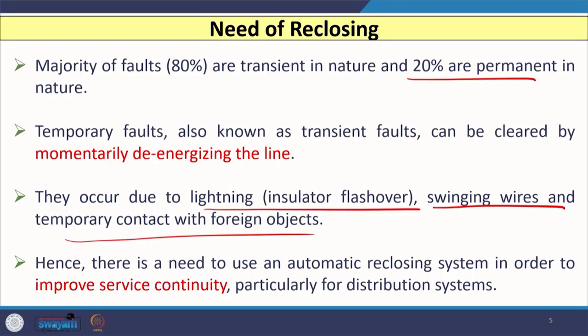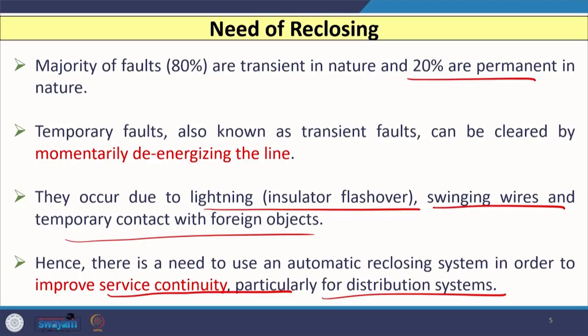Hence, there is a need to use an auto-reclosing system in order to improve service continuity, particularly for distribution systems. So, we know that in the case of a distribution system, if we want to improve continuity of service, then we must go for reclosers, which are equipped with or associated with the relays and circuit breakers installed on the distribution network or feeder.